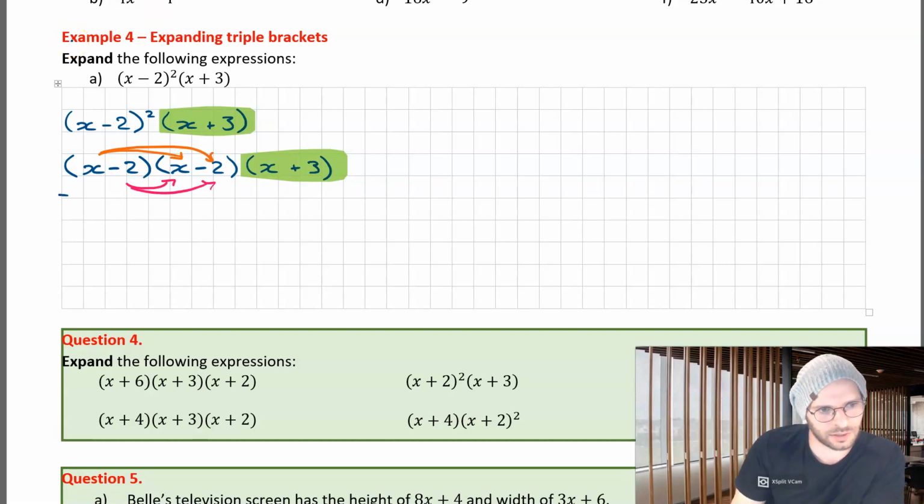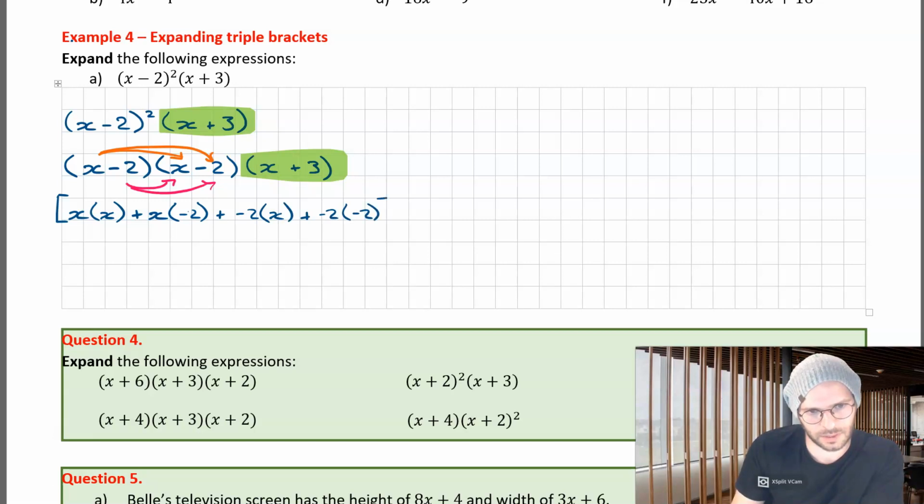And I'm going to do it inside square brackets. So this will become x times x, plus x times −2, plus −2 times x, plus −2 times −2. And then close off the square brackets. And I know I said we were ignoring the x + 3, but we still write it, we just don't do anything with it. We just keep stringing it along until we're ready to deal with it.